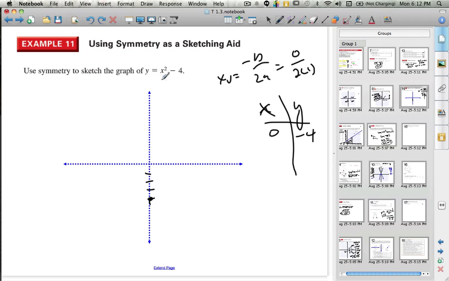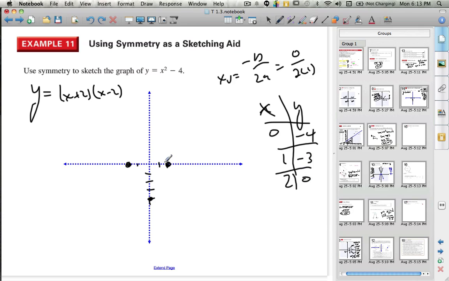I might want to go ahead and really quickly find my x-intercepts, so I could factor this. This is x plus 2 times x minus 2. So I'm going to have positive 2 and negative 2 as intercepts. Equally, though, I might have done that over here by plugging in 1 and 2. So 1 minus 4 is negative 3, and 4 minus 4 is 0. Here's that point. Here's this point. And I would have matching points on the other side of my graph, as I've already done.